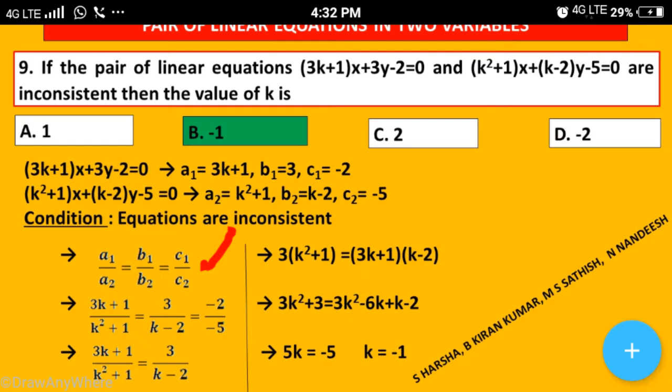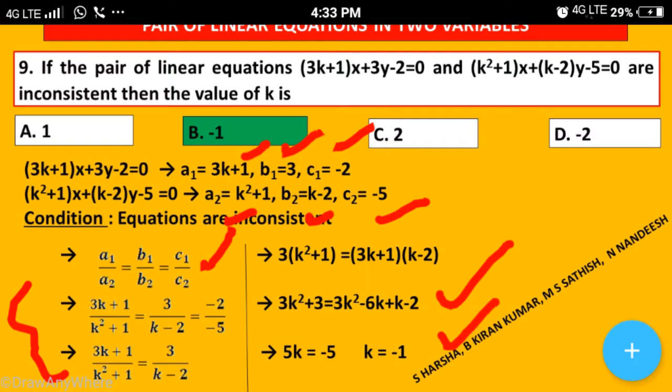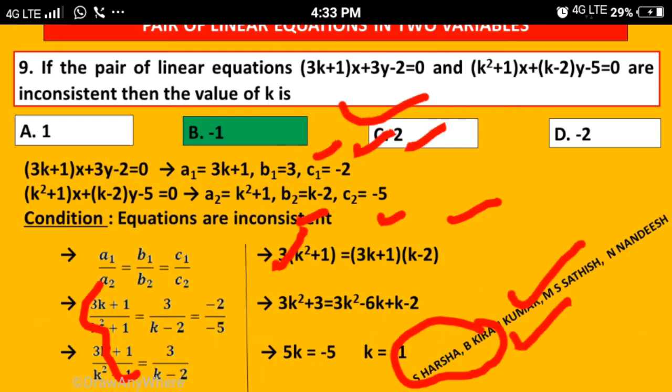From the above equations, we got the value of a1 as 3k plus 1, b1 as 3, c1 as minus 2. Similarly, a2 as k square plus 1, b2 equals k minus 2, and c2 equals minus 5. So when we substitute those values in the above equation, it becomes 5k equals minus 5, and the k value becomes minus 1. So option B is the correct answer.